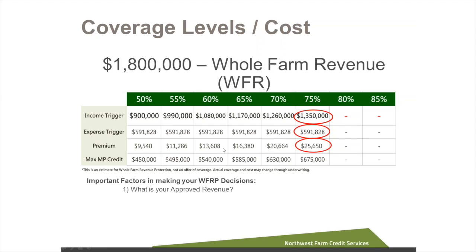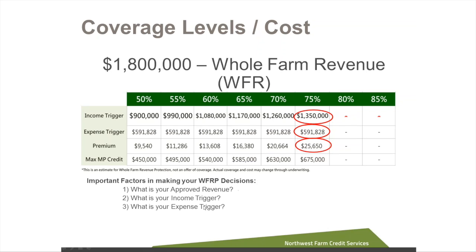Important factors that you may want to consider when you're making your WFRP decision. First, what is your approved revenue? That sets the point that everything else is based off of. What is your income trigger? You're going to be able to adjust that based on what coverage level that you select.